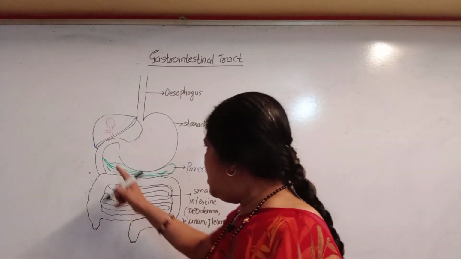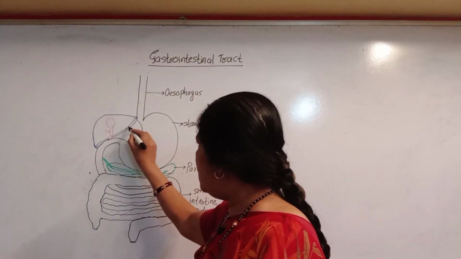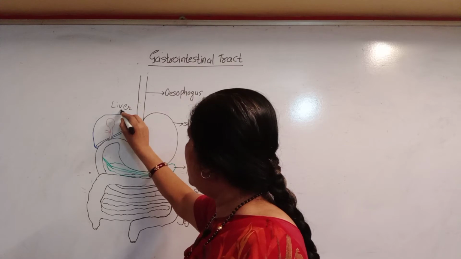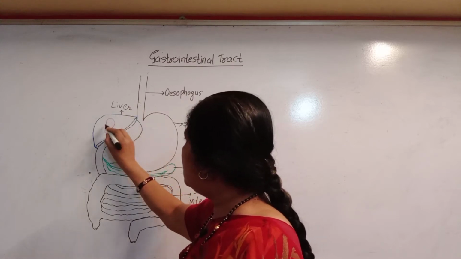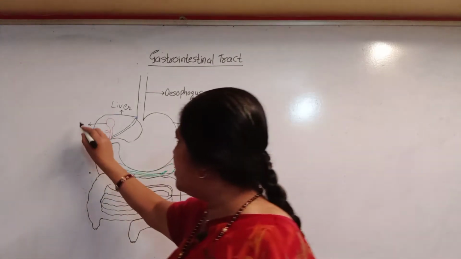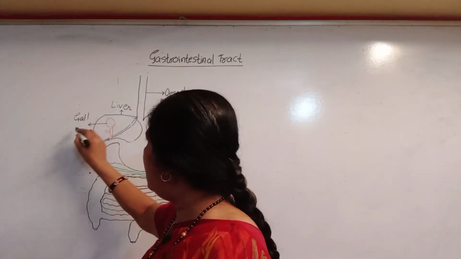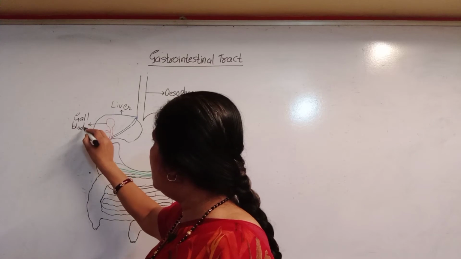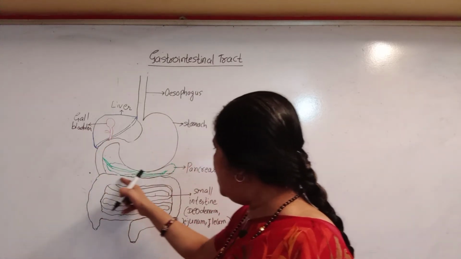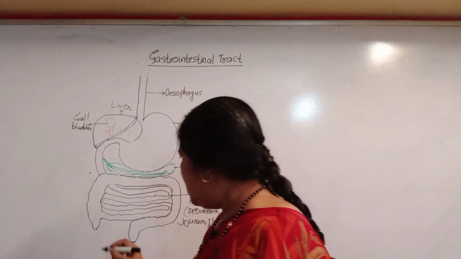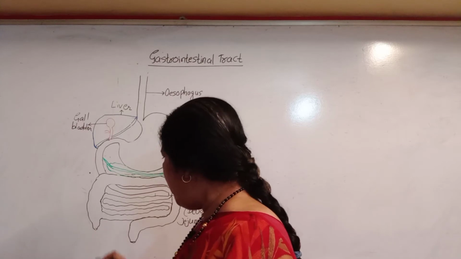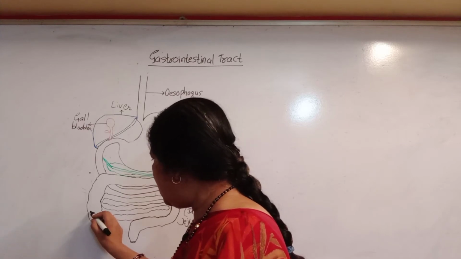This is the liver, and this is the gallbladder. This is the bile duct. The large intestine consists of three parts. This is the vermiform appendix, which is vestigial, and this part of the large intestine is the cecum.